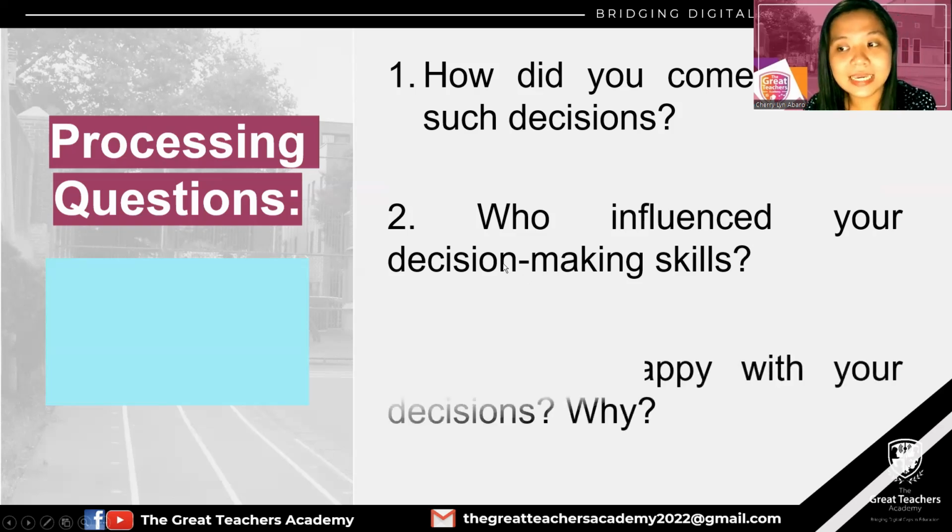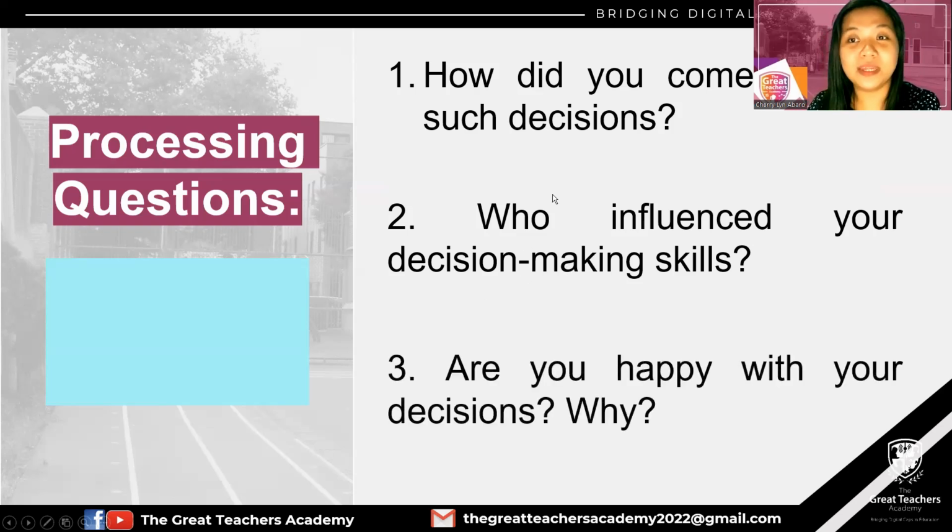And lastly, are you happy with your decisions? And bakit? Masaya ka ba sa naging kalabasan? Or masaya ka ba dun sa decision na ginawa mo? Are you happy? And then explain. Okay? So your timer starts now.